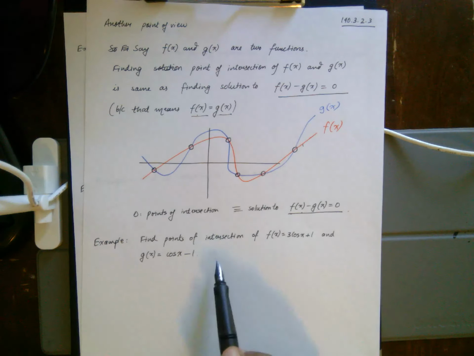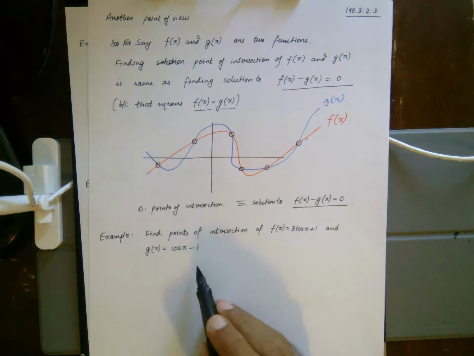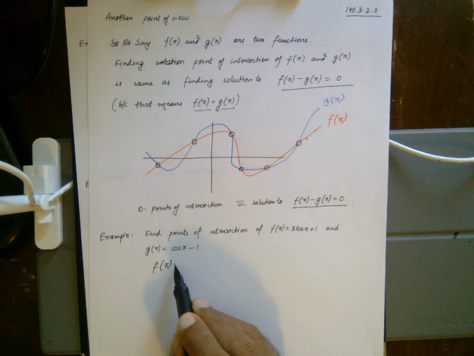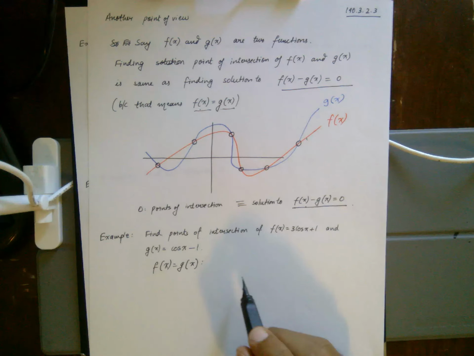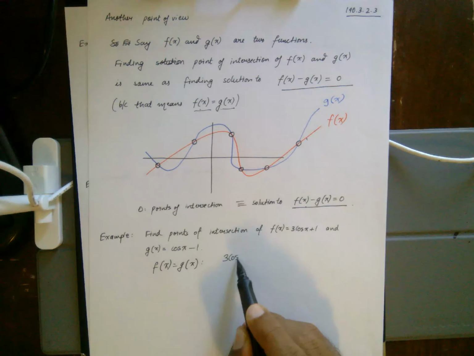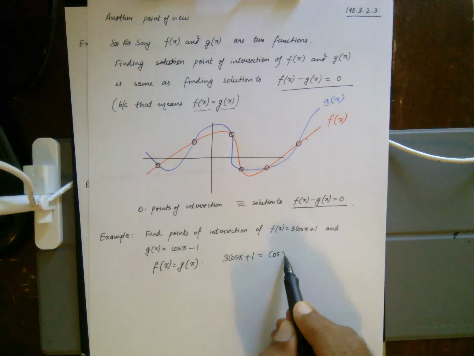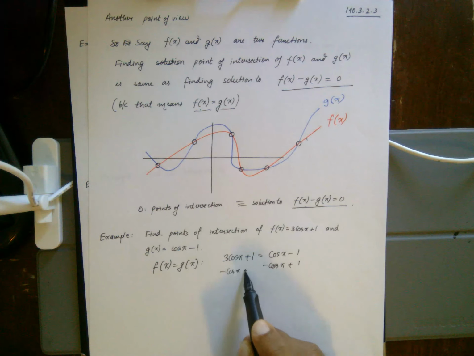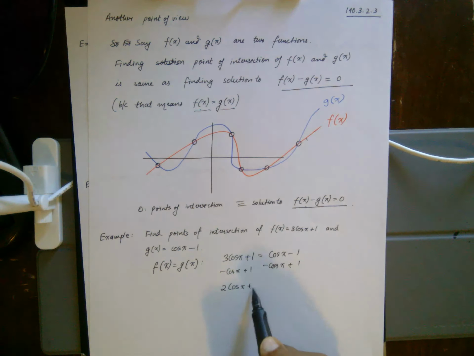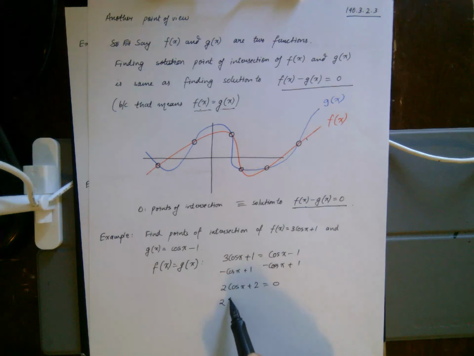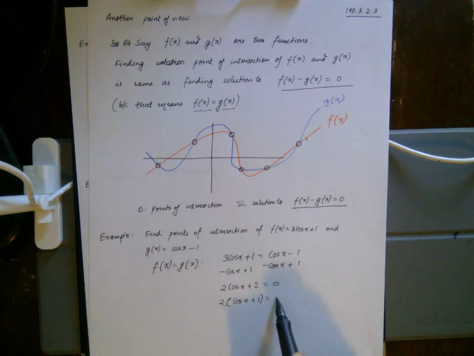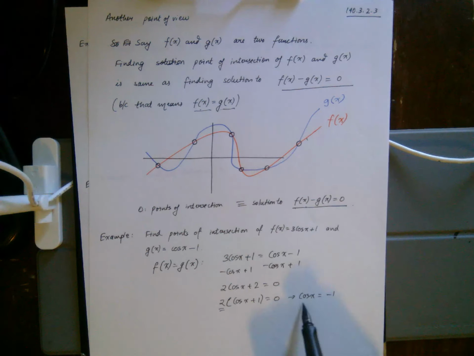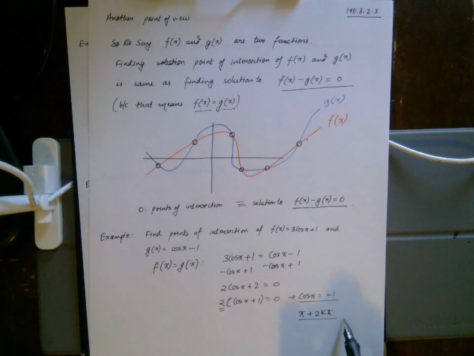For example, finding points of intersection of these means you're setting f of x equals g of x, or you're saying 3 cosine x plus 1 equals cosine x minus 1. But I can subtract both of these terms on both sides to get 2 cosine x plus 2 equals 0, which gives me 2 times cosine x plus 1 equals 0. 2 cannot equal 0, so this gives me cosine x equals negative 1, which has the general solution pi plus 2k pi.